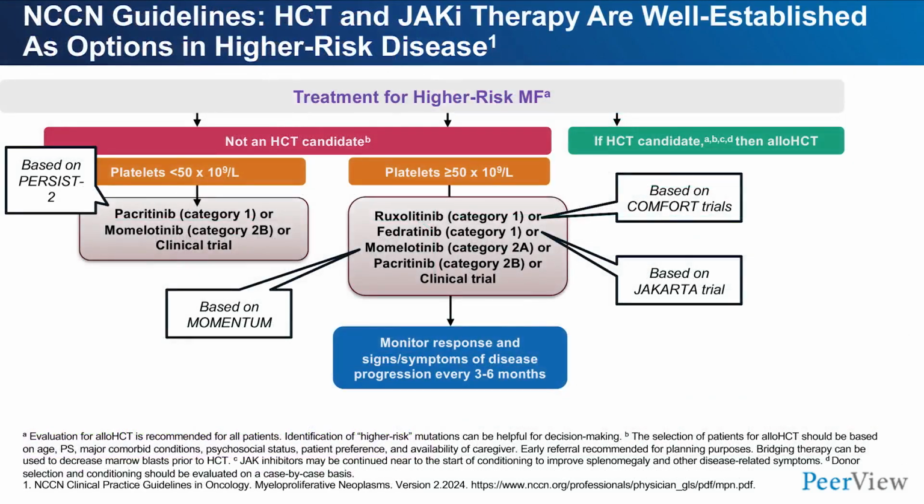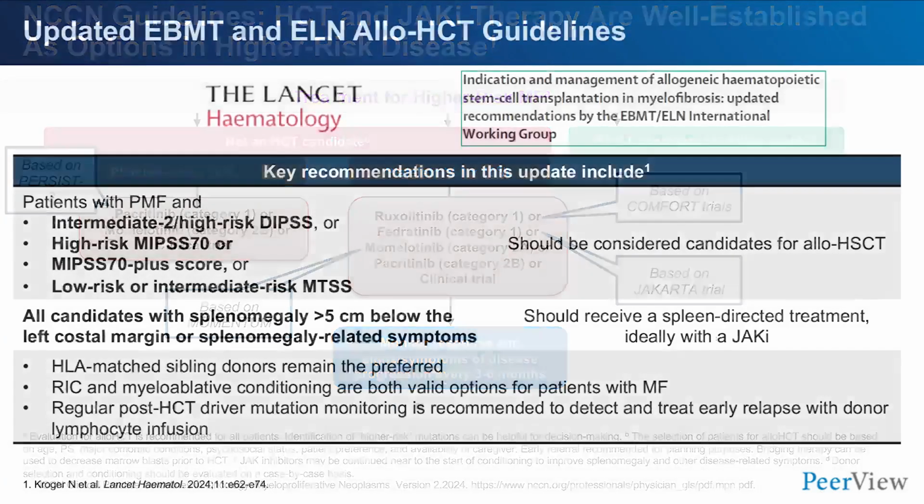Concerning NCCN guidelines for stem cell transplant and JAK inhibitor therapy, these are well established and you'll be very familiar with this algorithm. We've discussed it today. Platelets less than 50, pacritinib or momelotinib based on PERSIST-2 or Momentum studies, and over 50, use of either ruxolitinib, fedratinib, or the other 2 agents. And if the patient is a stem cell transplant candidate, they should move on.